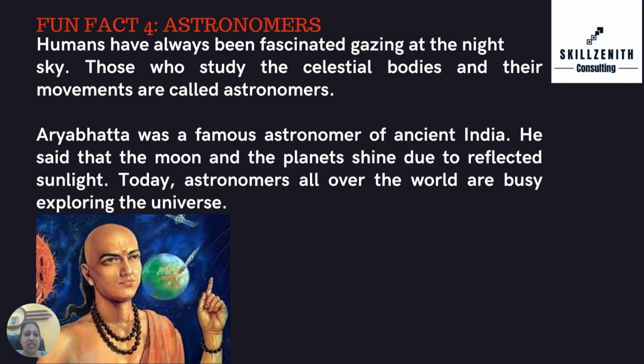The picture that you see is of a famous Indian astronomer, Aryabhatta. He said that the moon and the planets shine due to reflected sunlight. So he was one of the first ones who spoke about how other celestial bodies derive their light from the sun.